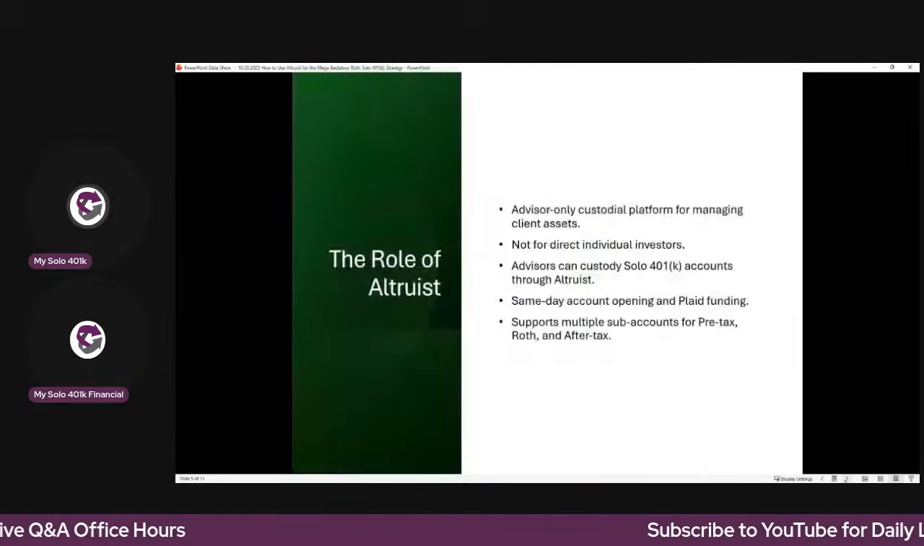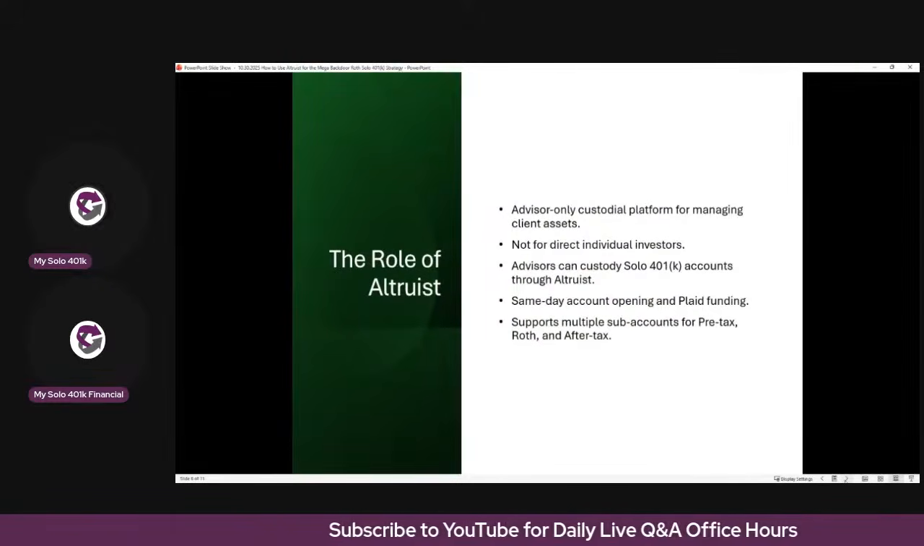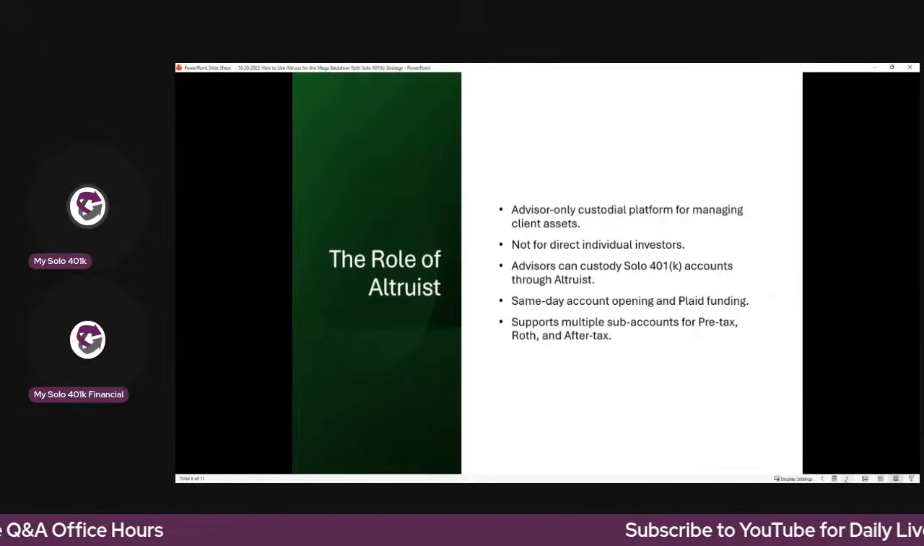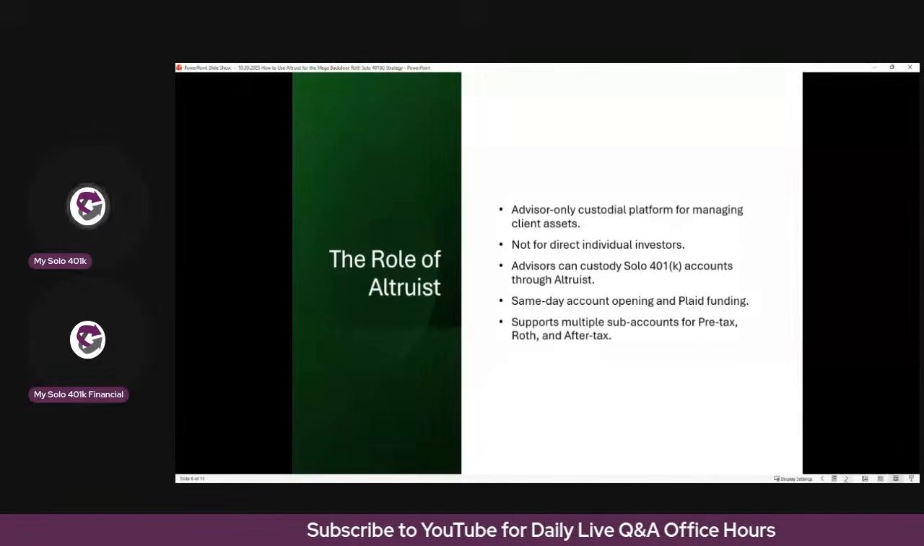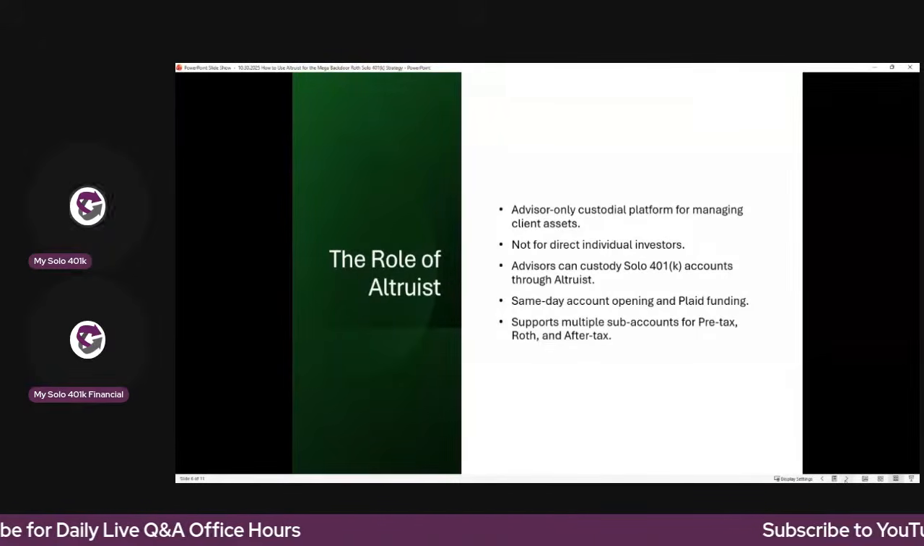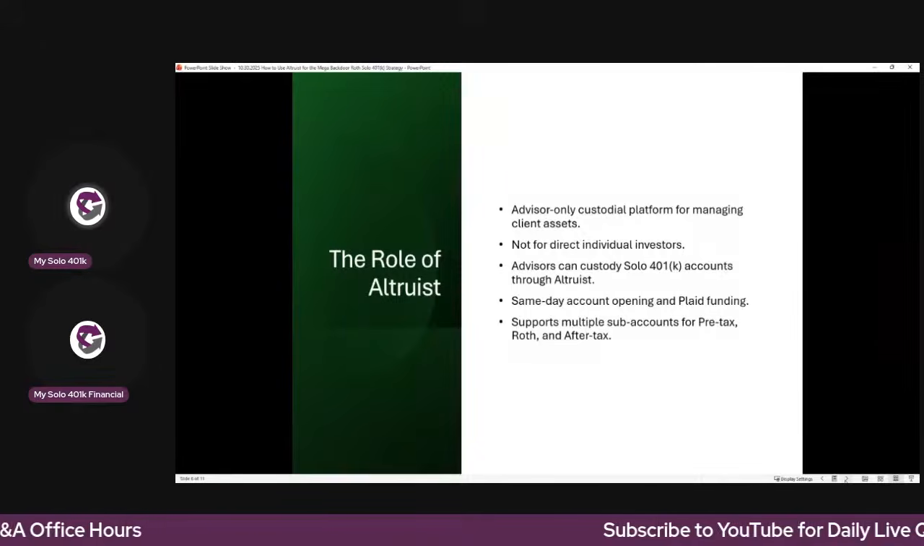So the role of Altruist with this type of setup, with these mega backdoor Roth Solo 401k plans, is to provide the accounts. They actually have a separate account type. So again, if you or your advisor were to log into Altruist, you'll see Solo 401k as an account type, but that means you're using Altruist's plan documents, which do not allow for the mega backdoor Roth.